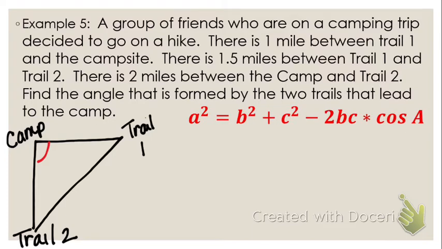Okay, we'll just put the numbers on there. It said there is 1 mile between trail 1 and the camp. So between the camp and trail 1, there is 1 mile. And then it says that there is 2 miles between the camp and trail 2. So between the camp and trail 2, we have 2 miles.